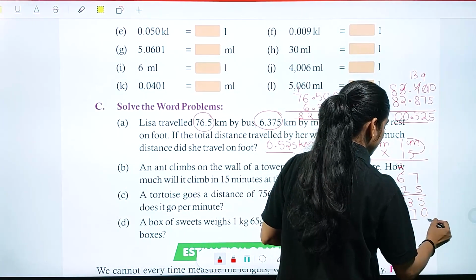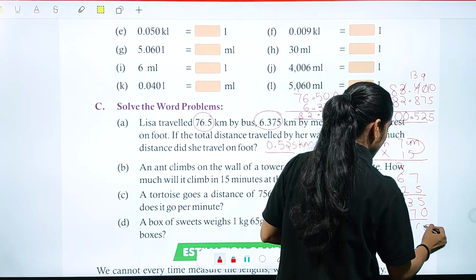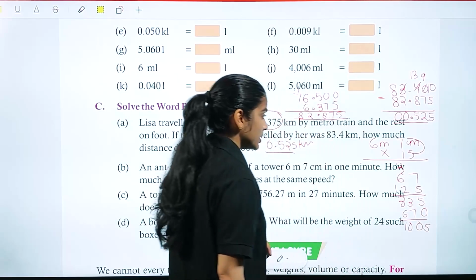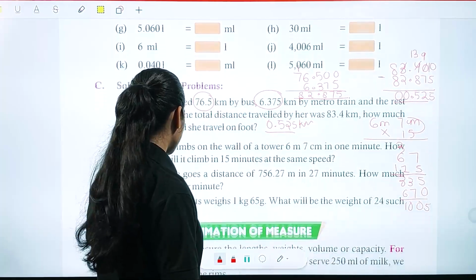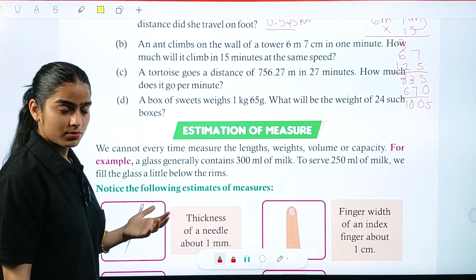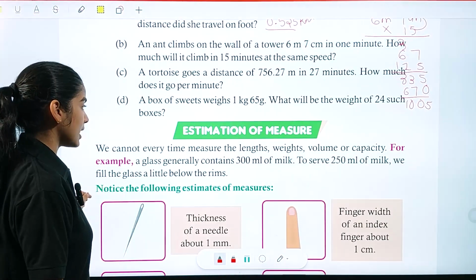107. 5 10, 1 9 10. It means 10 meter 5 centimeter is your final answer. Now you can do the rest of the parts you have in these word problems similar to how I do.